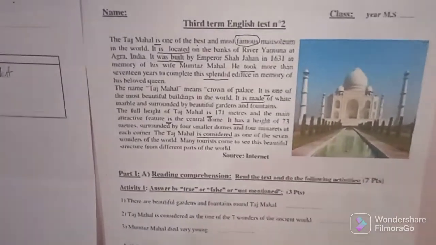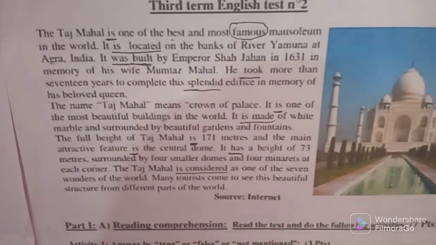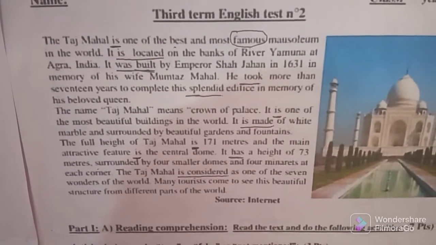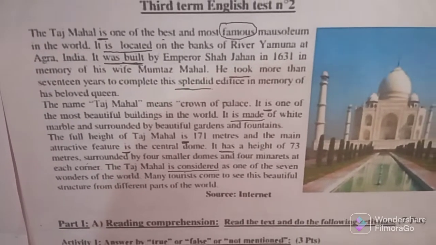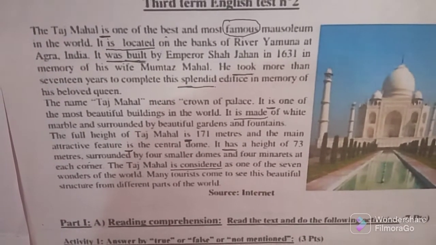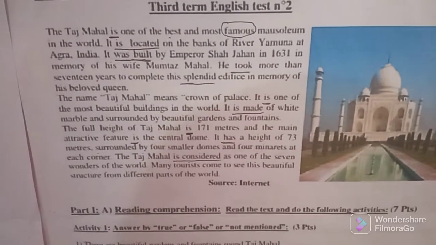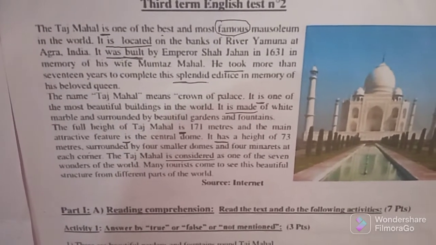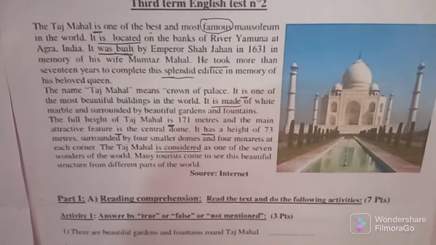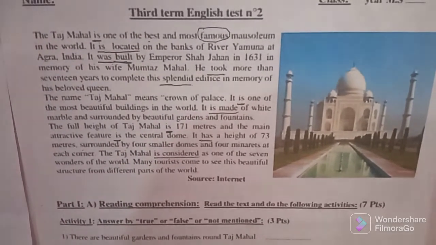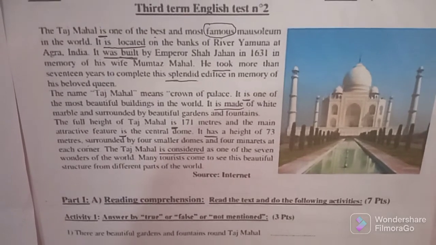First, we start. We are going to read the input. The Taj Mahal is one of the best and most famous museums in the world. It is located on the banks of the river Yamuna in Agra, India. It was built by Emperor Shah Jahan in 1631 in memory of his wife Mumtaz Mahal. He took more than 17 years to complete this splendid edifice in memory of his beloved queen.